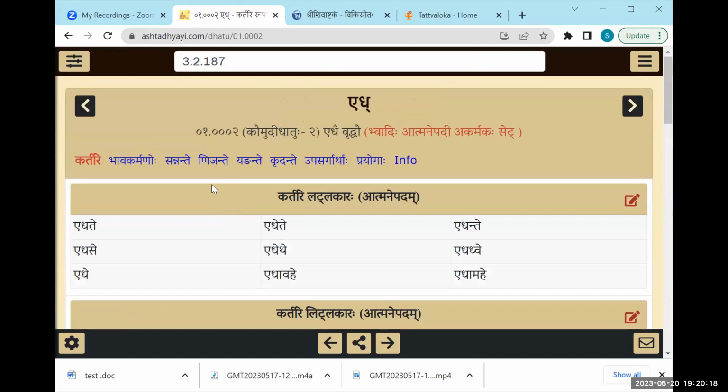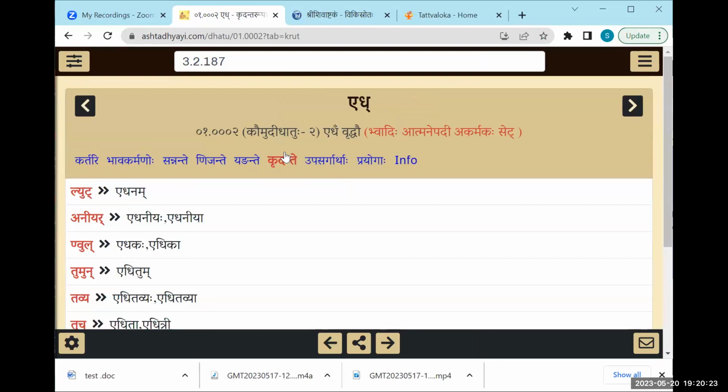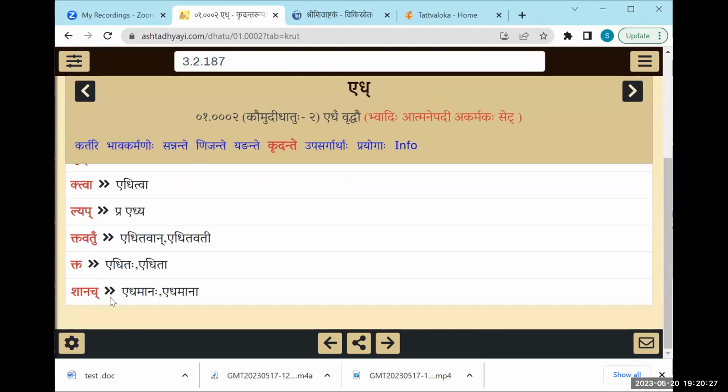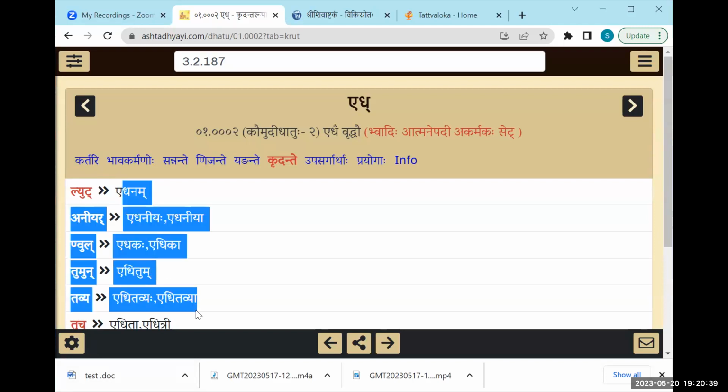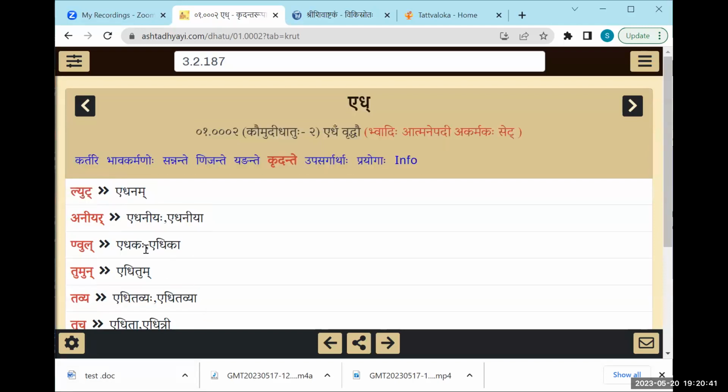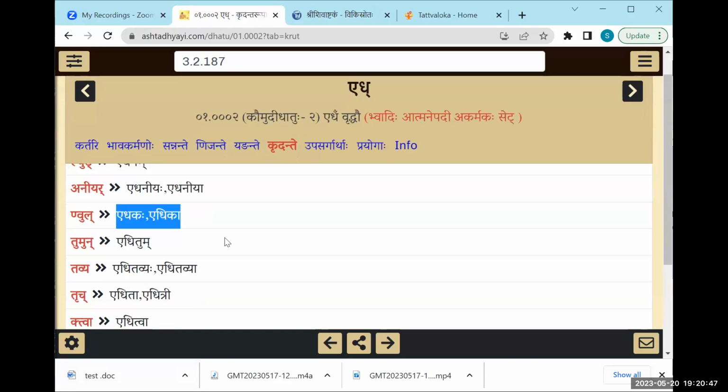Right. Go to kridanta. It will show you the names which I have put here: Lyut, aniya, Nvul, tumun, ktavatu. The only difference is here he's giving you the first Prathama Vibhakti Ekavachana forms. I am giving you Pratipadika. And when it comes, he gives you one in masculine, one in feminine. He doesn't cover neuter. But this is what it gives you.